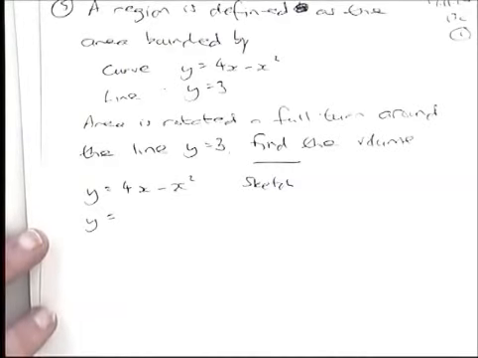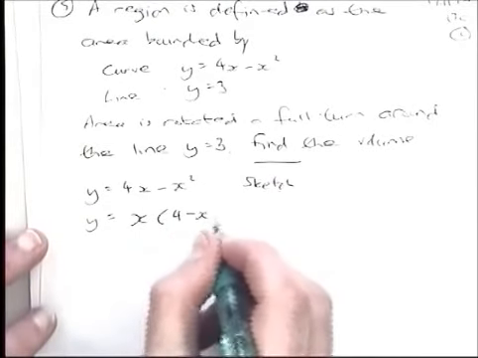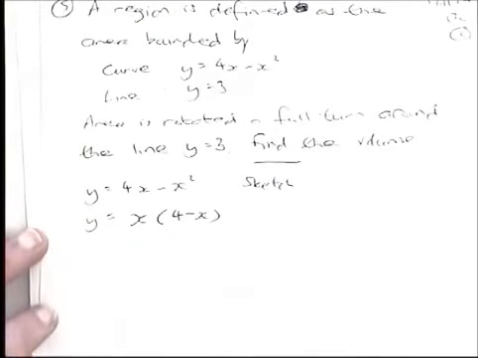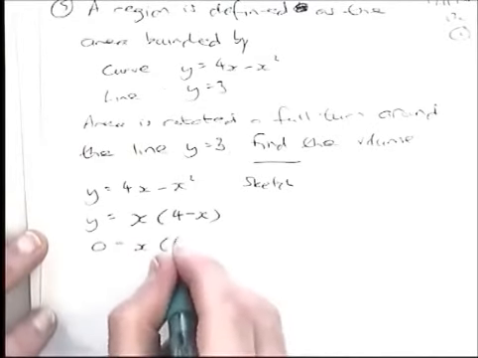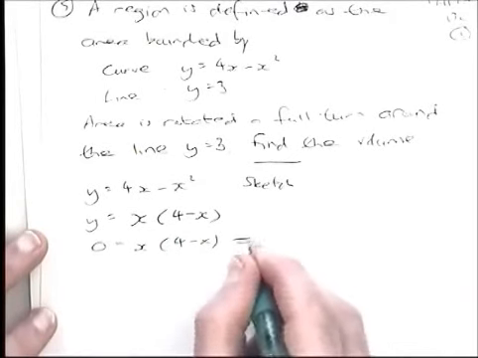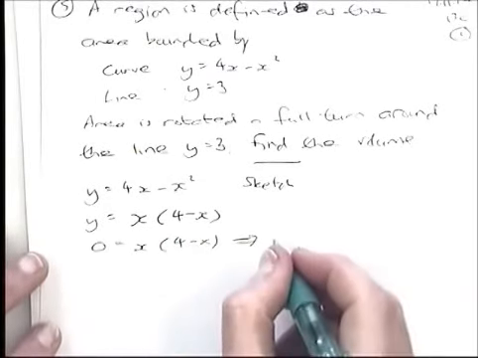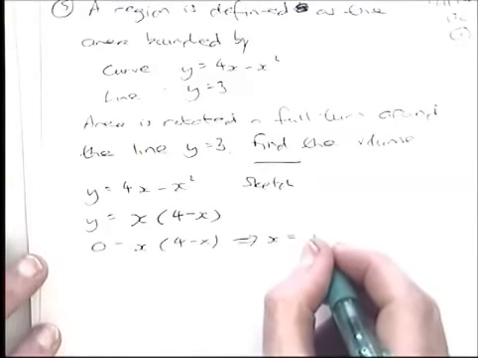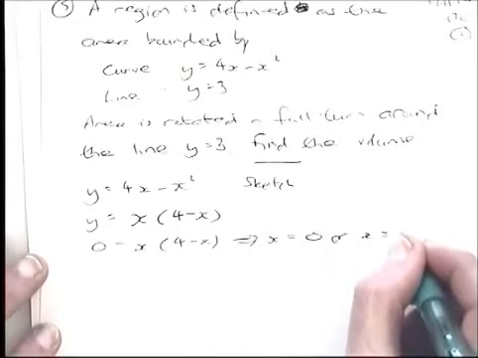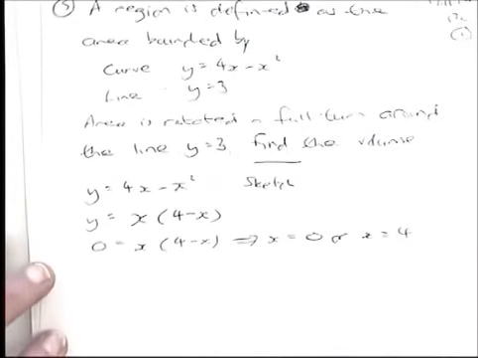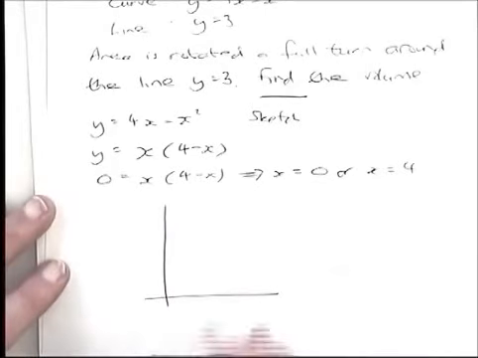Go on, Ella, what do you get? X lots of 4 minus x. Yes. Okay. Somebody said put that equal to 0. What do we get from that? 0 or 4. Okay. You said what sort of curve it is, so what we are getting here is a quadratic.